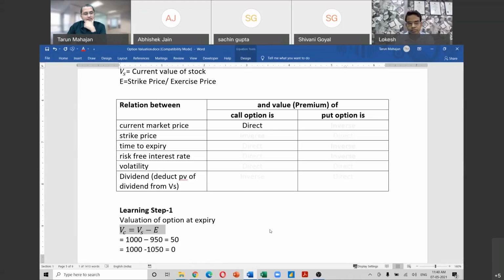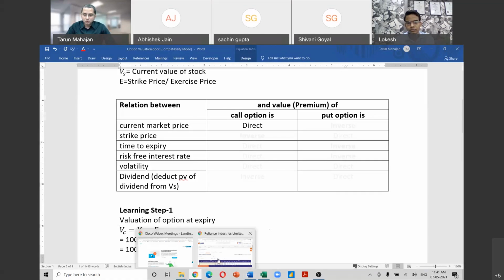If E increases, VC reduces. You know, if you choose a very high strike price, it will be out of the money instead of in the money. And just now we also saw on the NSE side that if it is out of the money, the premium is on the lower side. Higher the strike price, lower the option premium.